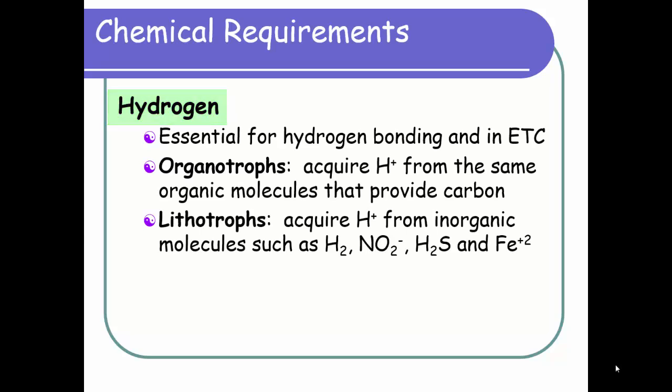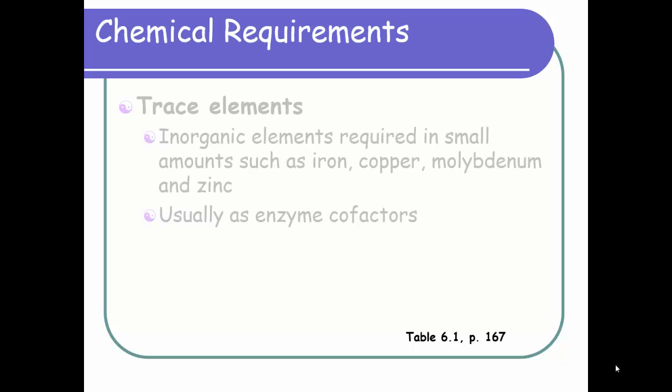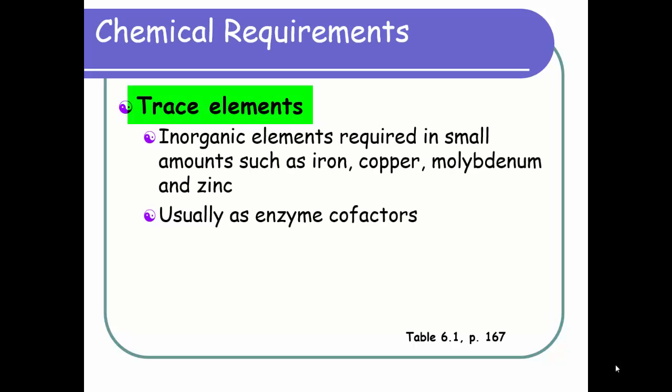Hydrogen is essential for hydrogen bonding and in the electron transport chain. Organotrophs are bacteria that acquire hydrogen ion from the same organic molecules that provided the carbon, such as glucose. And lithotrophs acquire hydrogen from inorganic molecules such as hydrogen gas, nitrite ion, hydrogen sulfide, and forms of iron compounds. Trace elements are inorganic elements that are required in extremely small amounts, such as iron, copper, molybdenum, and zinc. Most of these trace elements will actually be used as enzyme cofactors in the different enzymatic pathways.